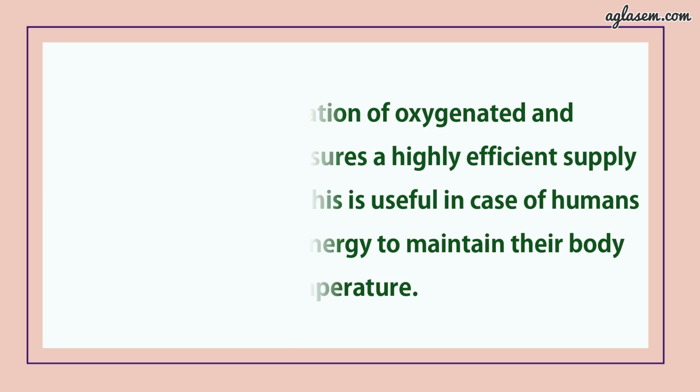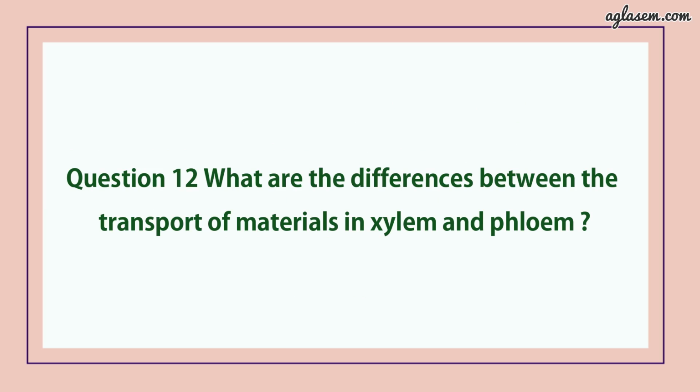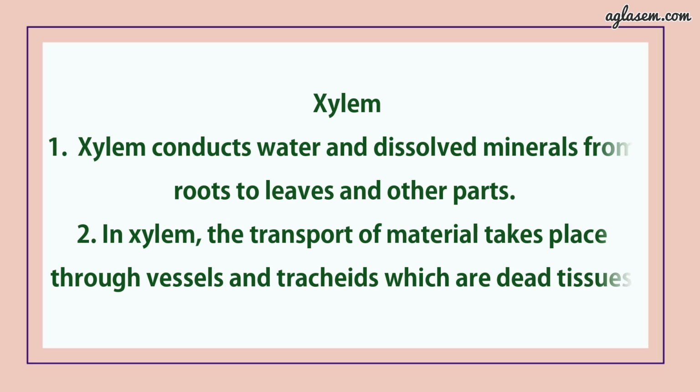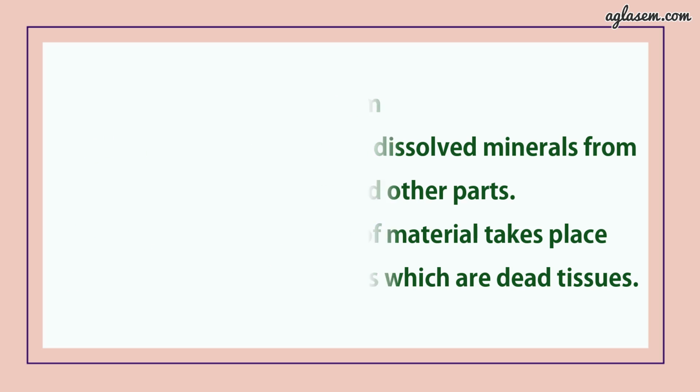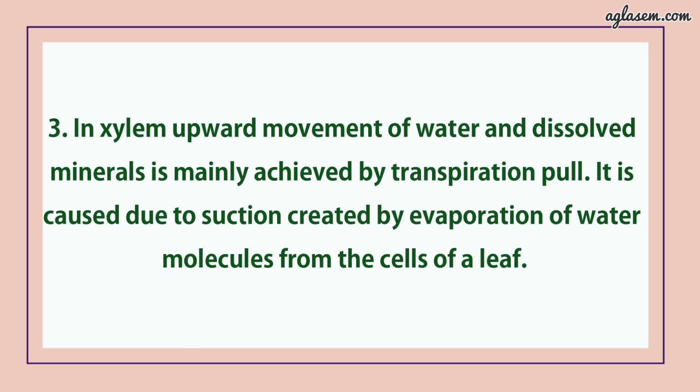Now, question number 12 says, what are the differences between the transport of materials in xylem and phloem? So first, let's talk about xylem. Xylem conducts water and dissolved minerals from roots to leaves and other parts. Second, in xylem, the transport of material takes place through vessels and tracheids, which are dead tissues. Third is, in xylem, upward movement of water and dissolved minerals is mainly achieved by transpiration pull. It is caused due to suction created by evaporation of water molecules from the cells of a leaf.